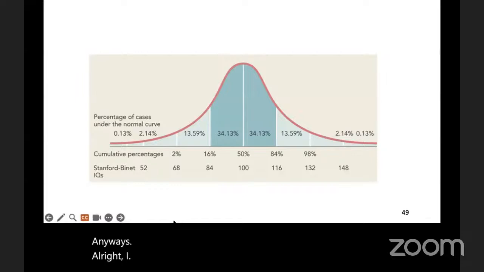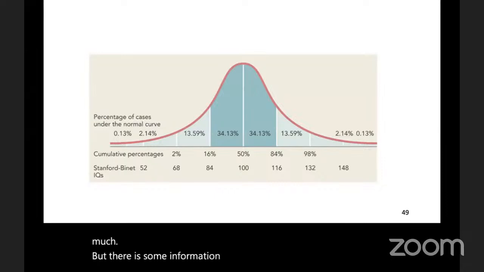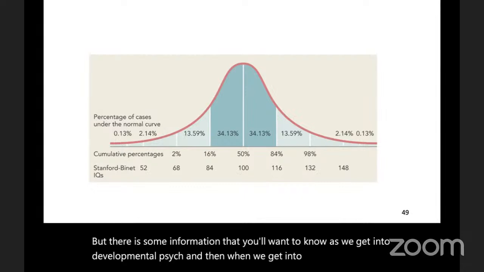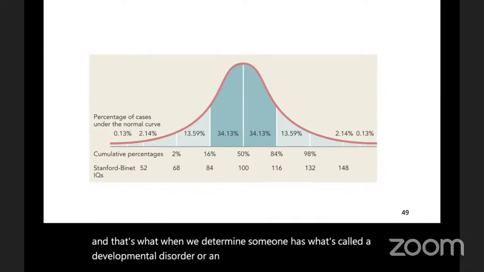I really don't want to get into intelligence testing too much, but there is some information that you want to know as we get into developmental psych and abnormal psych. That's when we determine someone has what's called a developmental disorder or an intellectual disorder: intelligence tests.